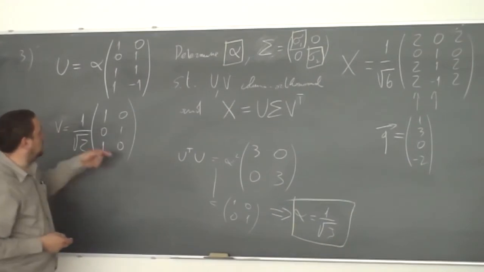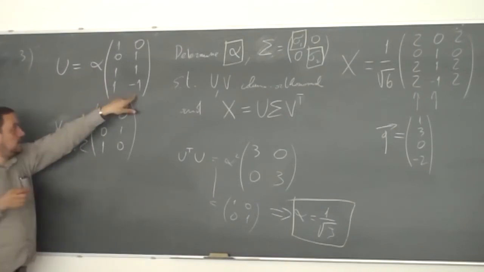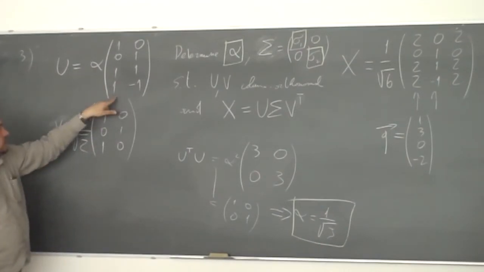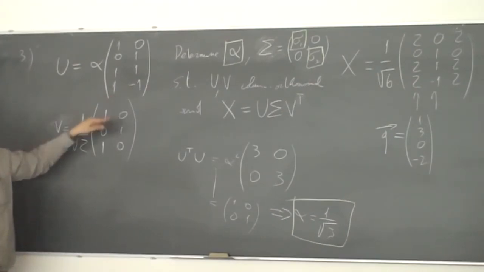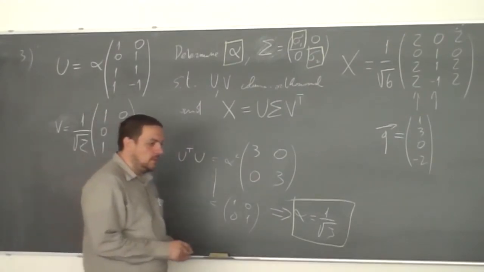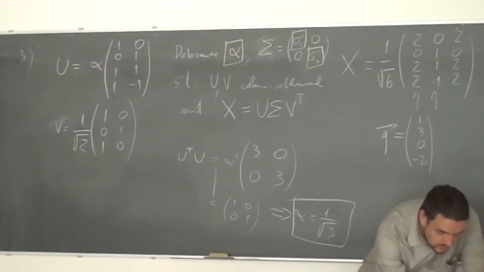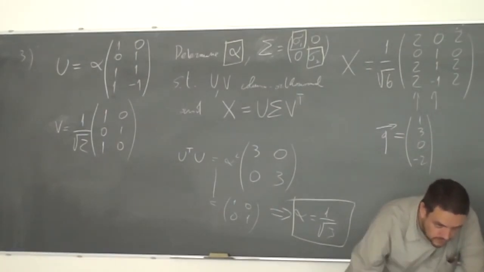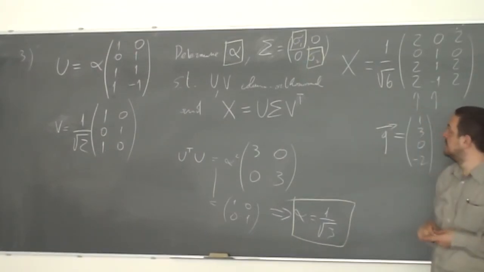Actually, to compute alpha, given that we were already assured that U is column orthonormal, we only need to compute the dot product of the first column by itself. So we would find alpha. Okay. Next. Oh no, sorry, we are still missing this.